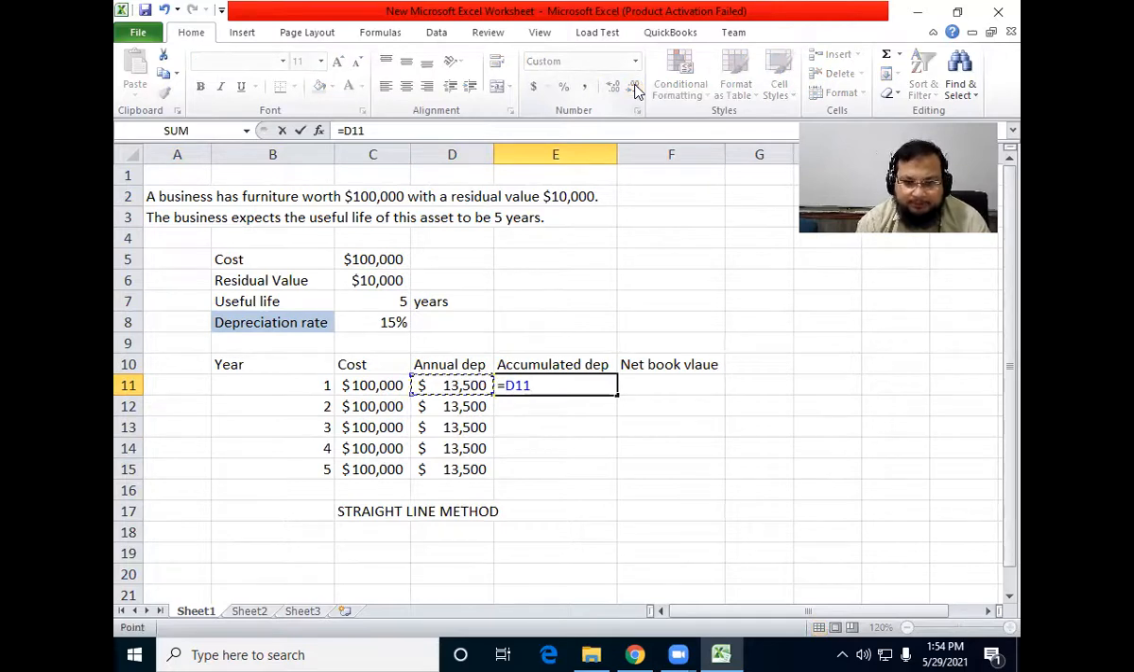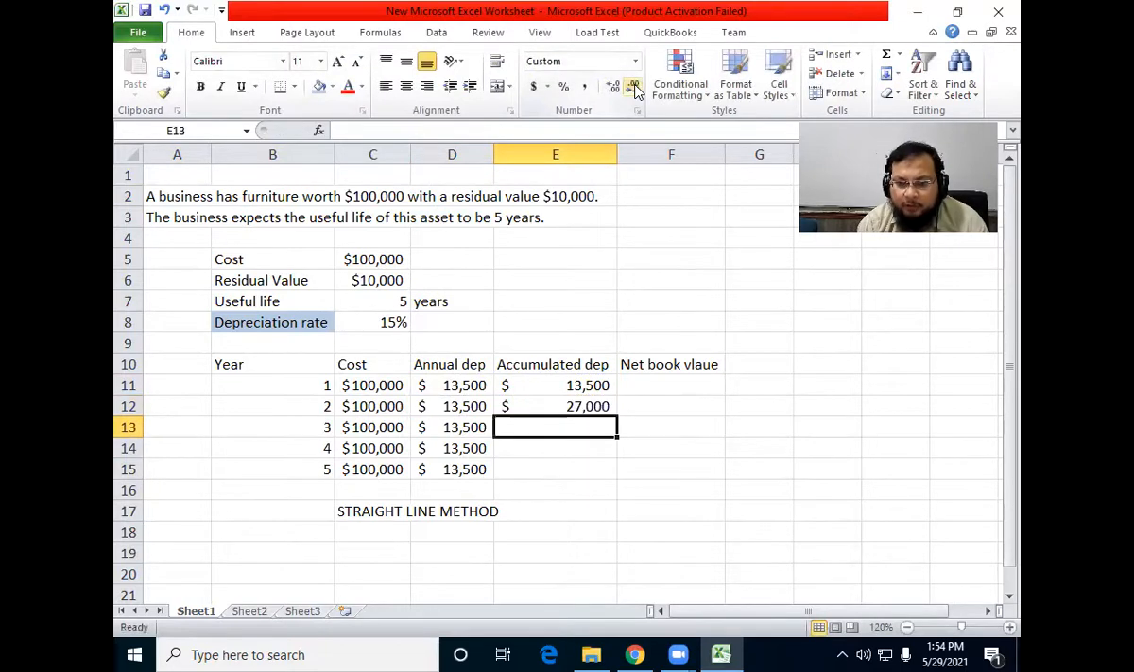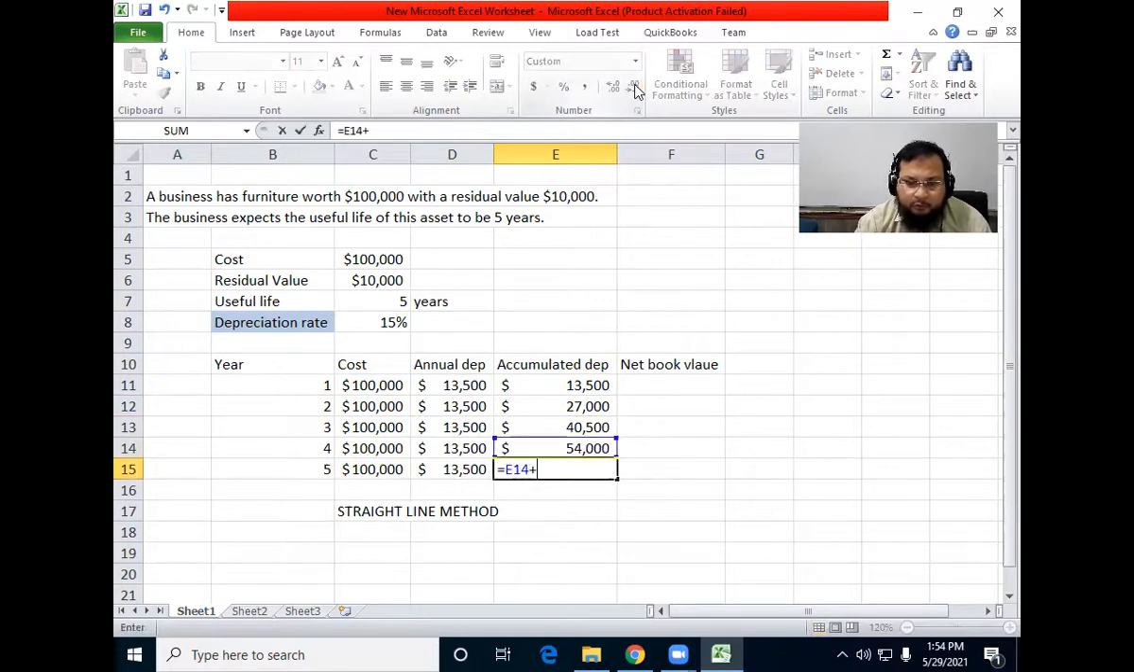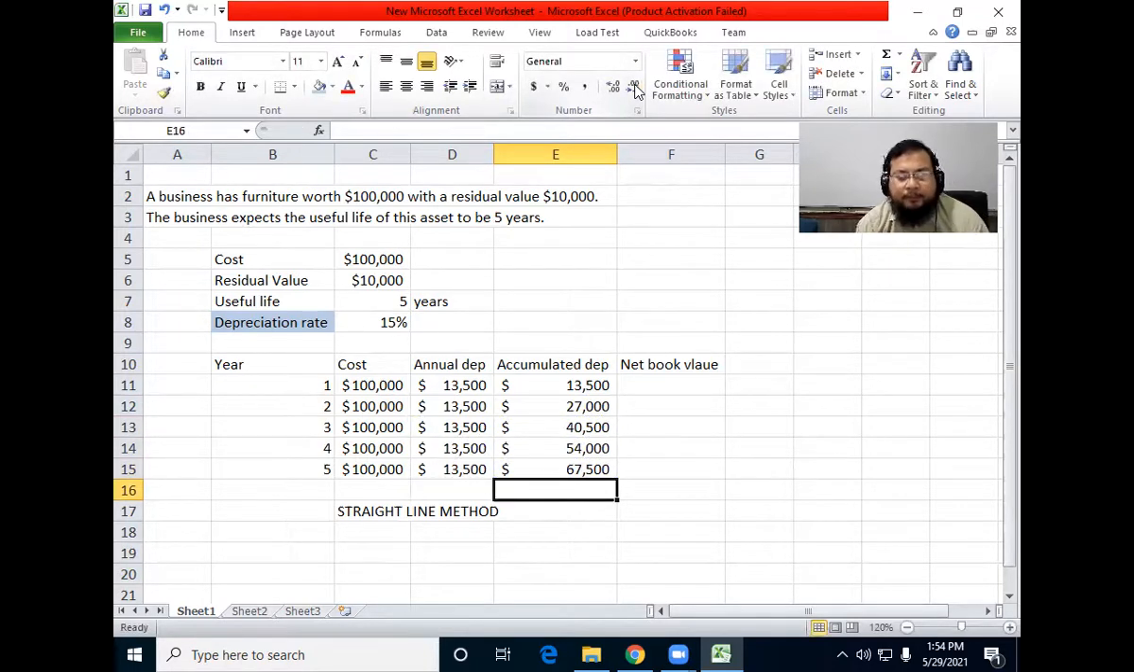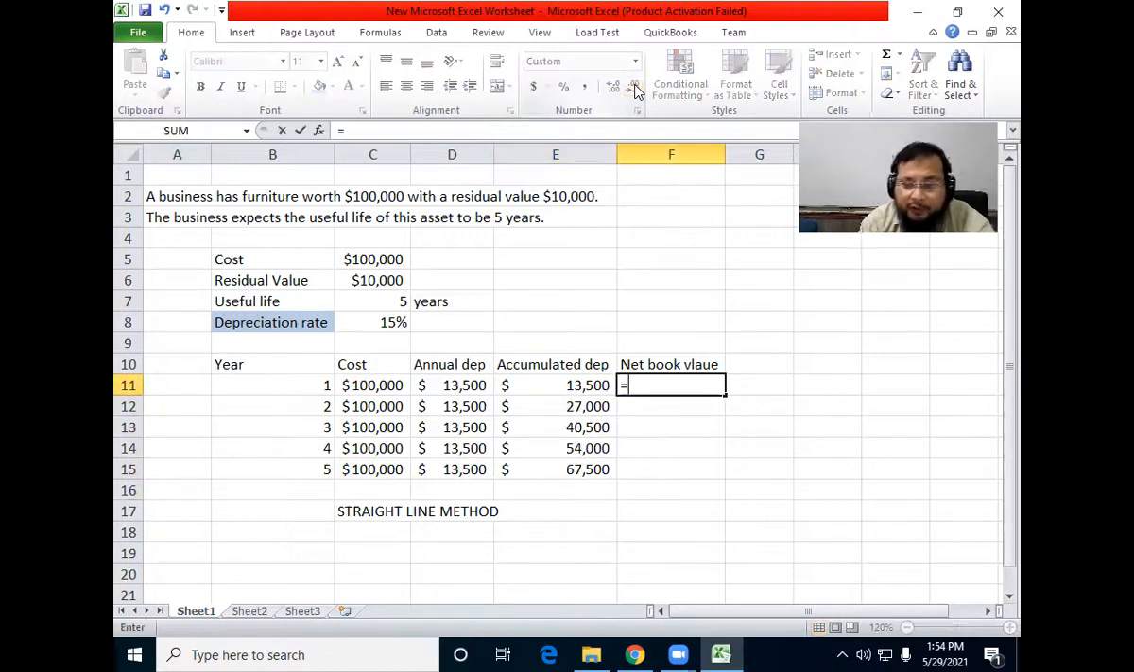So in the first year the accumulated depreciation will be 13,500 here, and the next year you will add up more, because accumulated depreciation means you keep on increasing your depreciation, you keep on accumulating the depreciation. So you will get the total accumulated depreciation in this way, and finally you find the net book value.